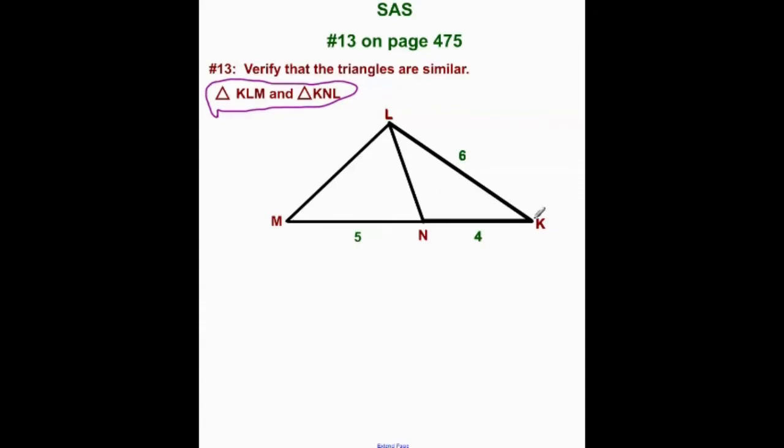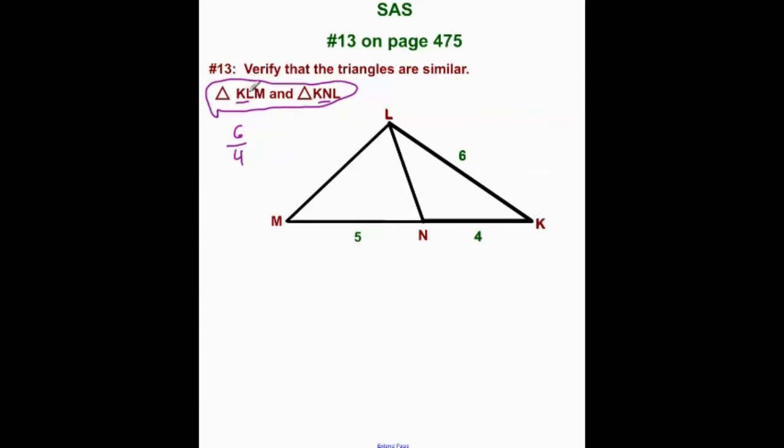Look, KLM, this is our big triangle right here. KNL is this triangle right here. Notice they go in different directions. Something got rotated and squished. Let's try to figure this out. If we're going to compare, we've got to compare apples to apples, oranges to oranges. I'm going to say that all year long, and you'll get sick of it. Let's take a look at KL and compare that to KN. Here's KL, that's 6, and KN is 4.